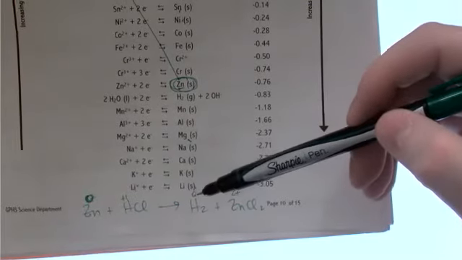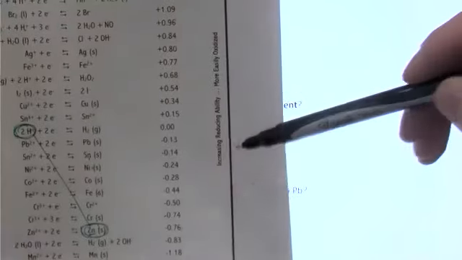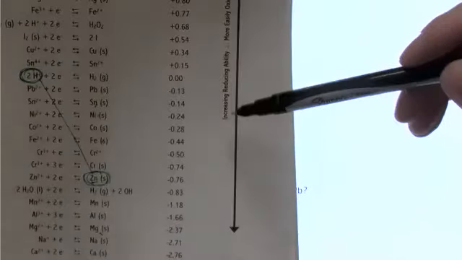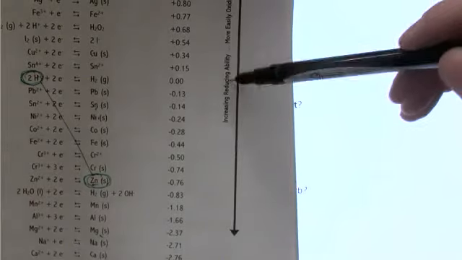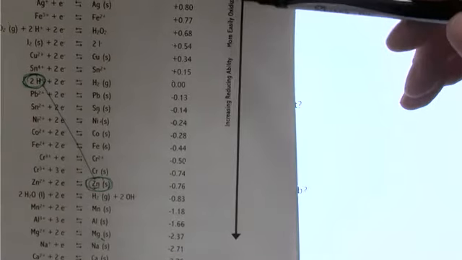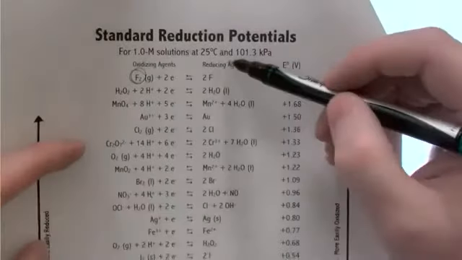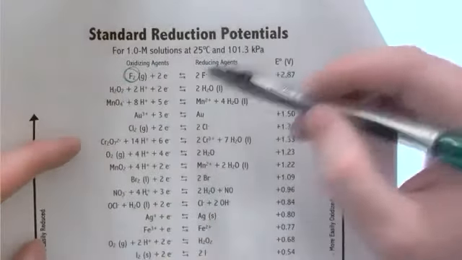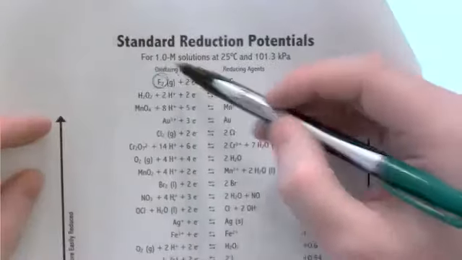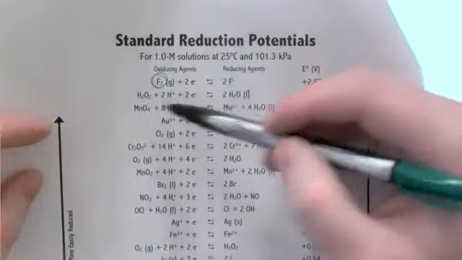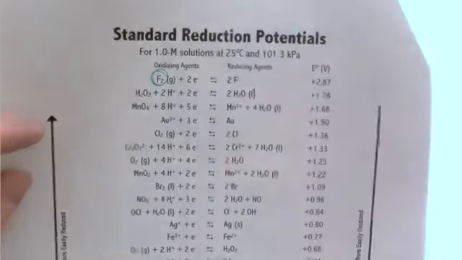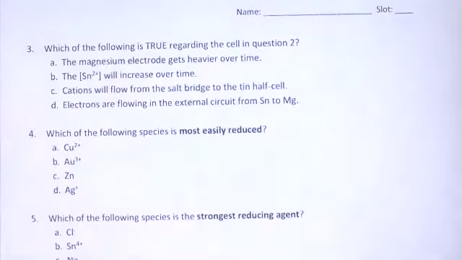Do you follow that? If you look at the arrows on the side, the arrow on the right points down, right? It says increasing ability for reducing, more easily oxidized. And at the very top of the chart, it says the things on the right are reducing agents. The things on the left are oxidizing agents, right? Okay, so a lot of stuff on that chart. Then let's answer question number 3.